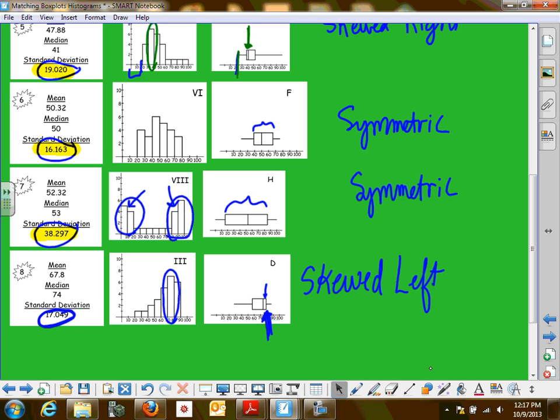All right, any questions on that? Box plot and histogram. You have to be able to do that.